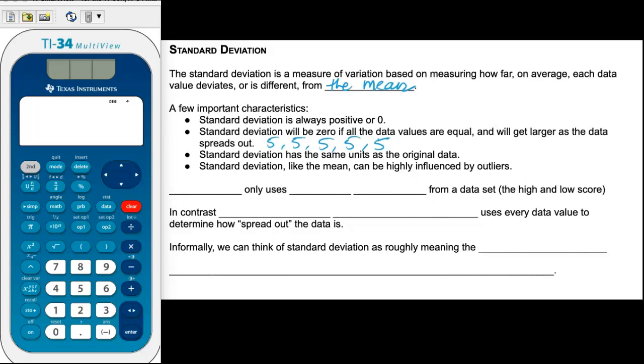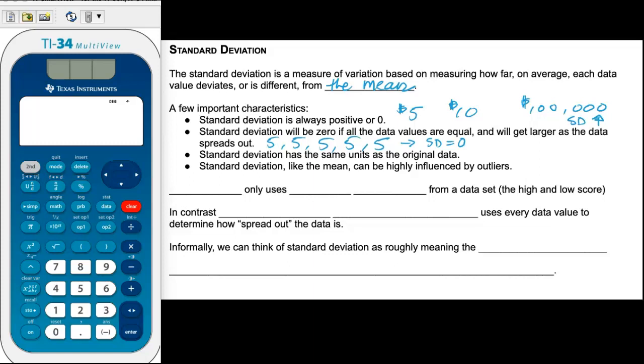And the more the data is spread out, the larger the standard deviation is going to be. So if you had a list like this, the standard deviation would be 0. If I had a list like 5, 10, 100,000, the standard deviation would be much higher than 0 because those values are spread out. Standard deviation has the same units as the original data. I didn't give you units in my example, but let's say these numbers represented dollars. If a standard deviation was computed, it would be in dollars.